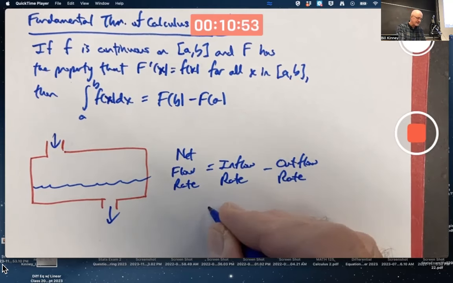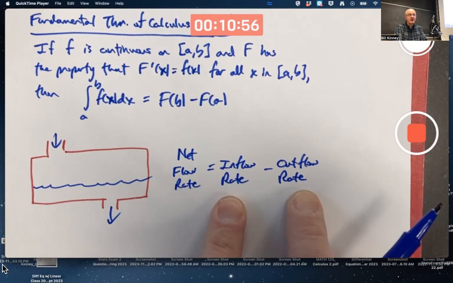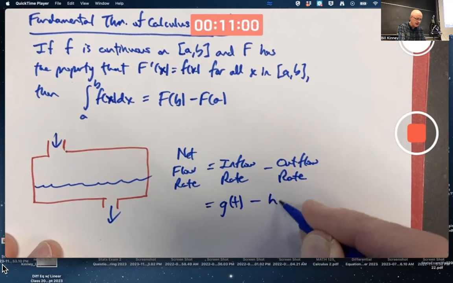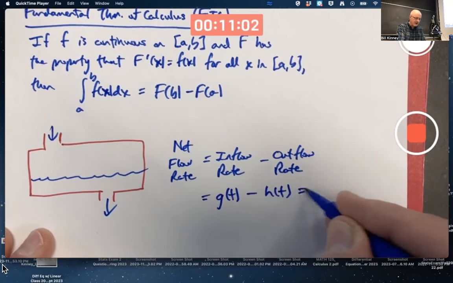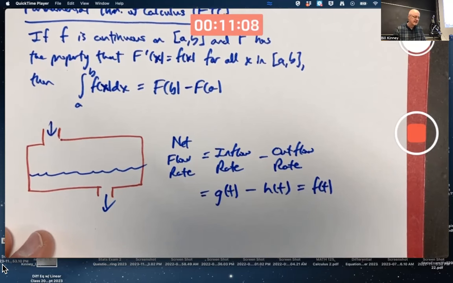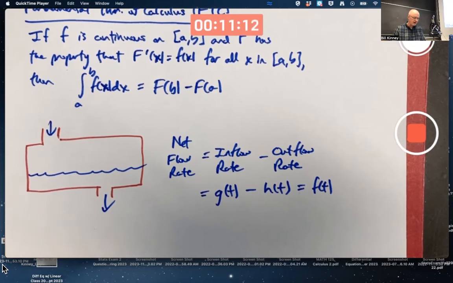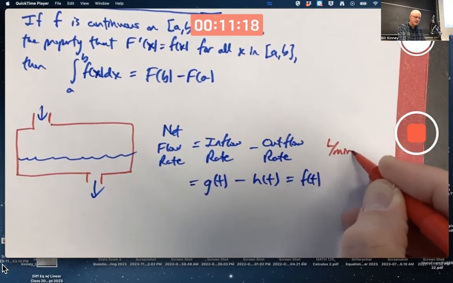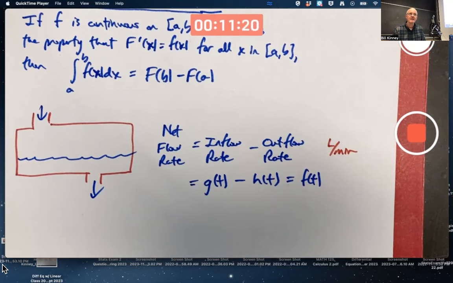We can represent this as a function. I mean, you can represent each of these as functions. I could call this one g of t and this one h of t if I like, and the result I could call f of t. Switching variable name from x to t, it's okay. t represents time. If I'm imagining it to be water, typical units here might be liters per minute or milliliters per second or whatever you want.